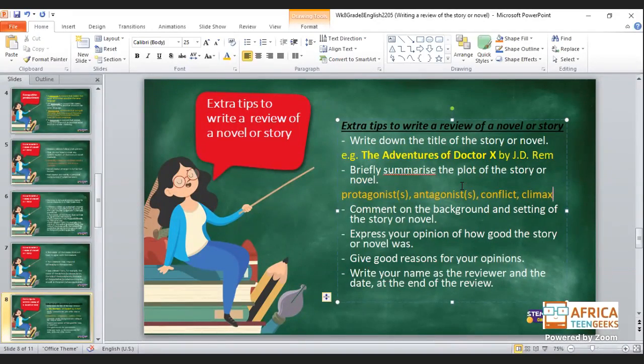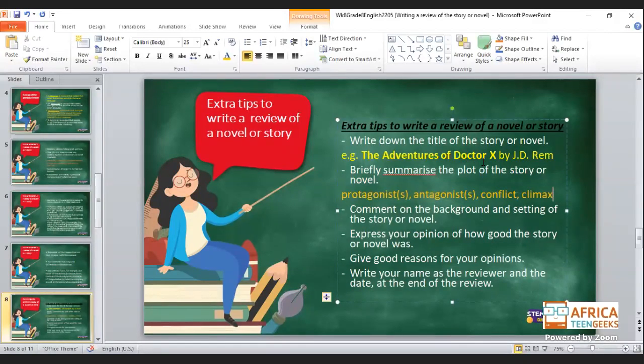Okay, yes. Then you'll also have to comment on the background as well as the setting of the story or the novel. Remember what the background and settings are, right? The background and the setting talk about the time and the place that the story or the novel takes place. So therefore, you will need to say something about the background and the setting. Why? Because it is the background and the setting which really affect, for the most part, the plot of the story, right? So in my example there of Adventures of Dr.